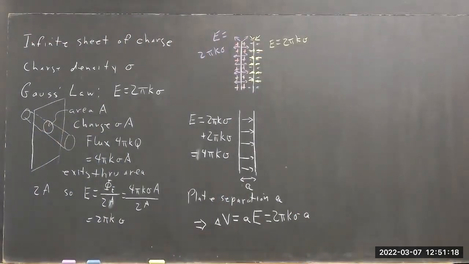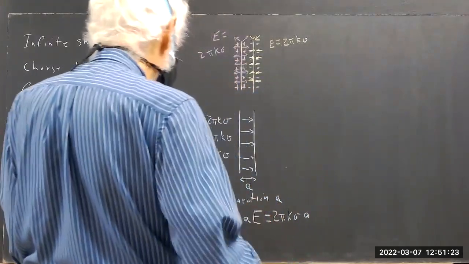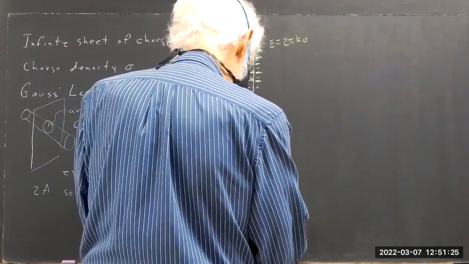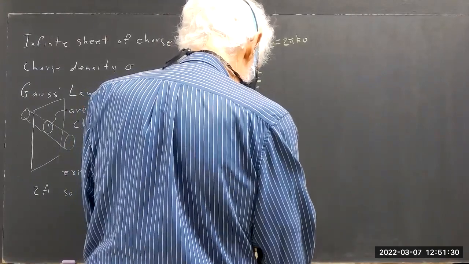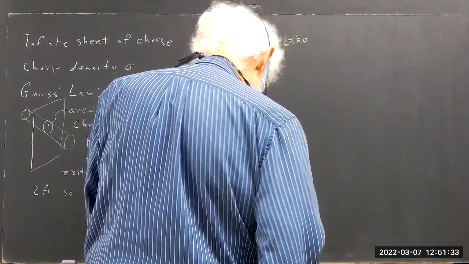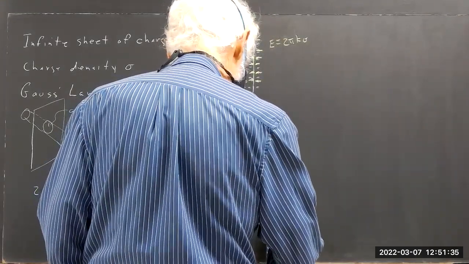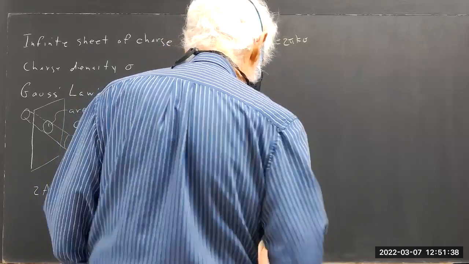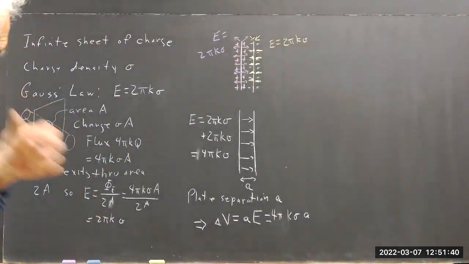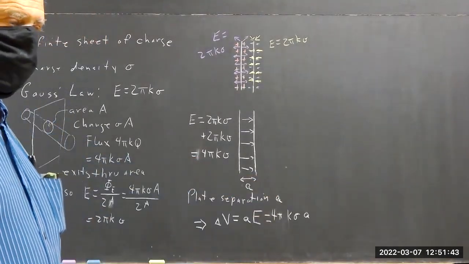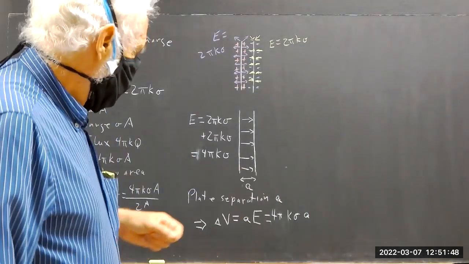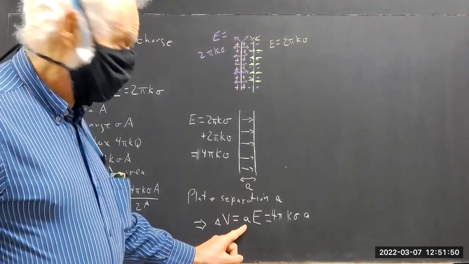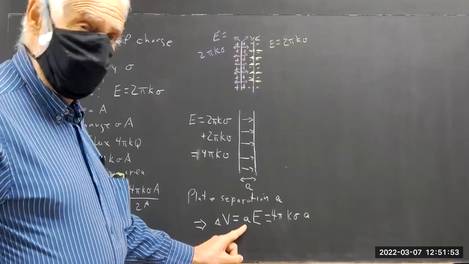And it's 4 pi k sigma, 2 pi k sigma. They do that. That's the voltage between the plates. Now, we've just completed a chapter on potential, so it ought to be second nature to you that the voltage is the product of the distance and the electric field.